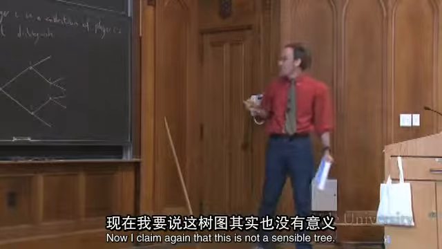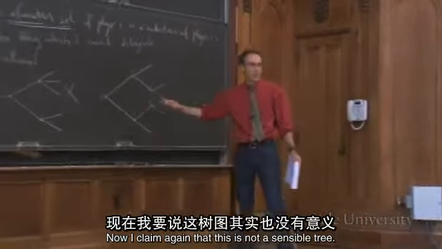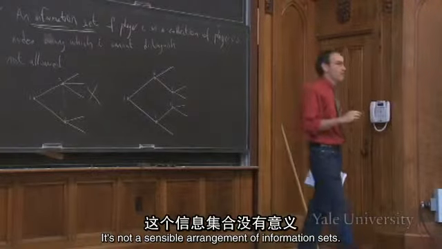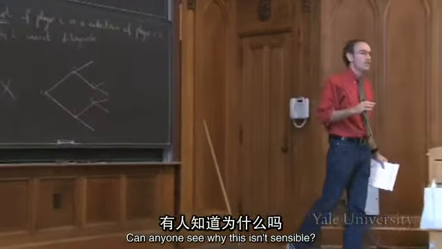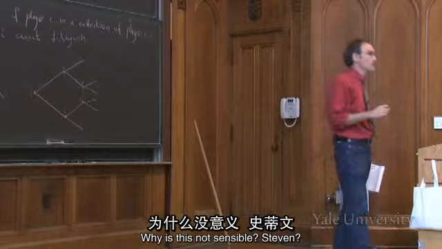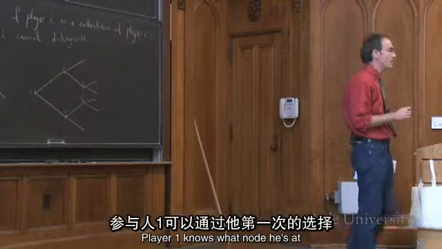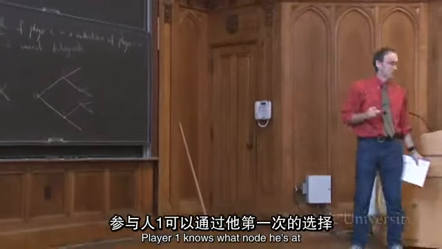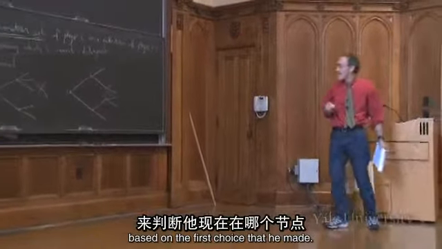Now I claim again that this is not a sensible tree. It's not a sensible arrangement of information sets. Can anyone see why this isn't sensible? Why is this not sensible? Yeah, Stephen, shout it out. Player one knows what node he's at based on the first choice that he made?